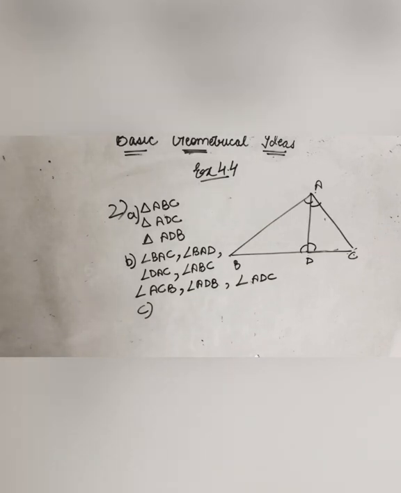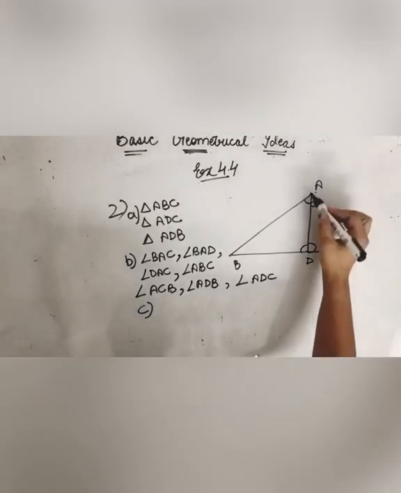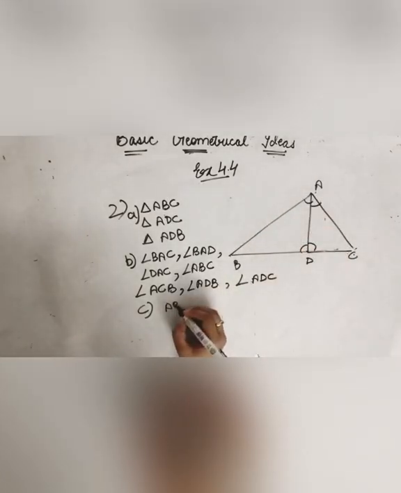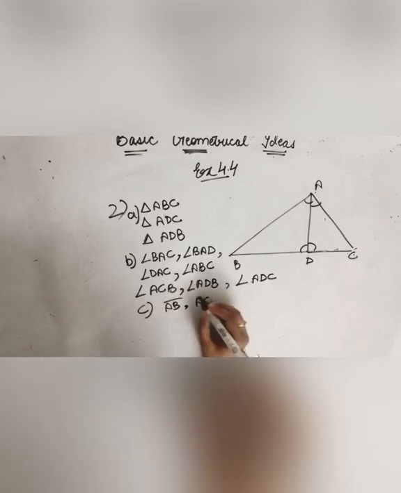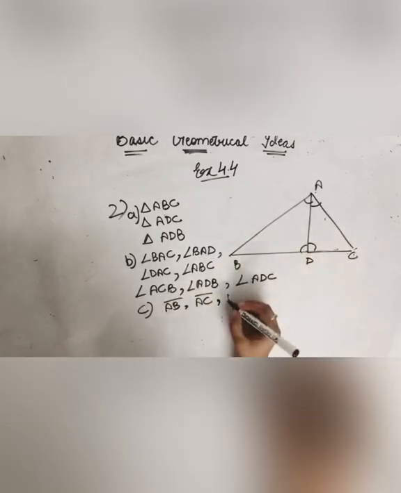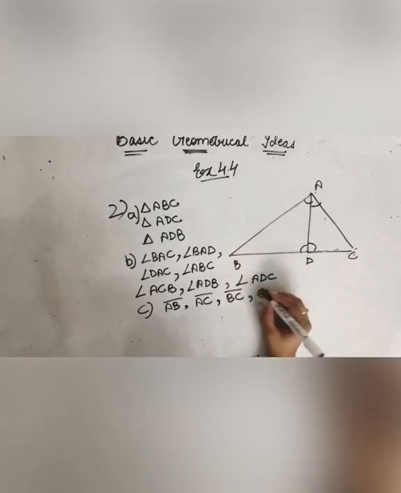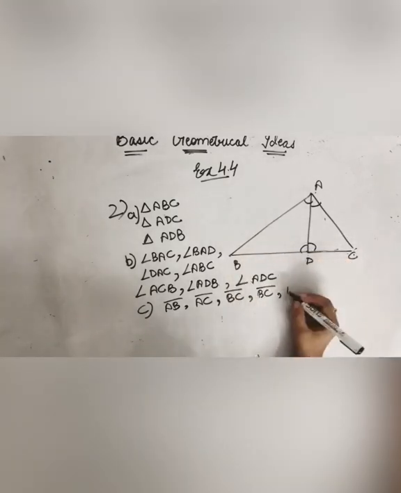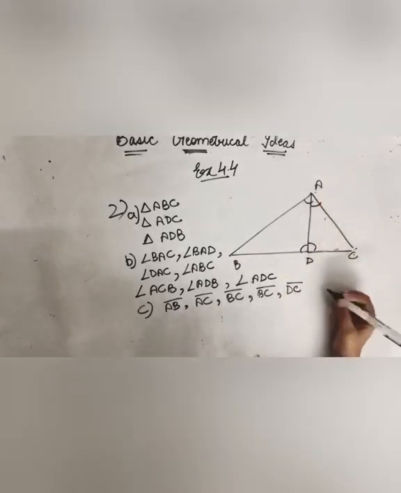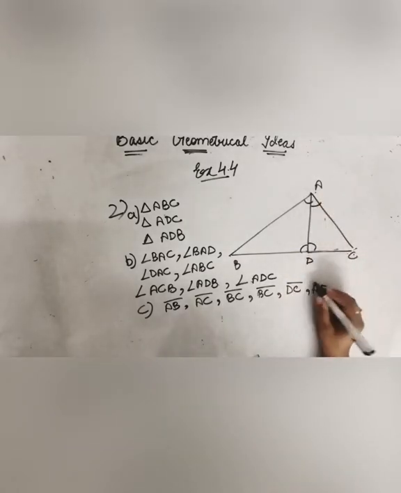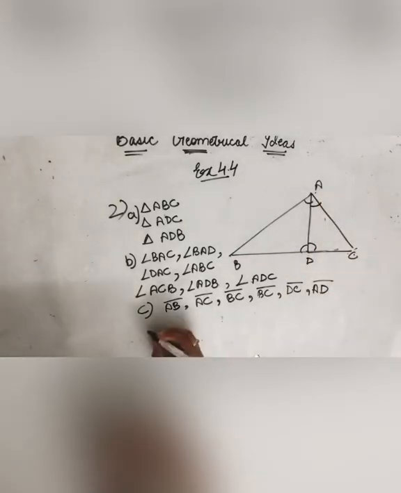C part is, write the names of 6 line segments. Now line segments. First one is AB, AC, then BC, BD, DC and AD. These are the line segments.